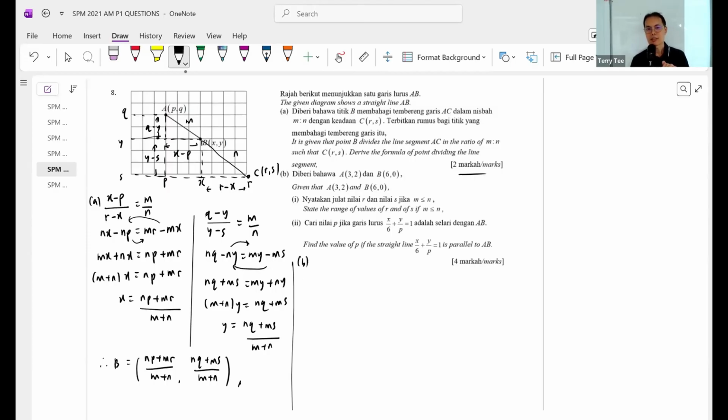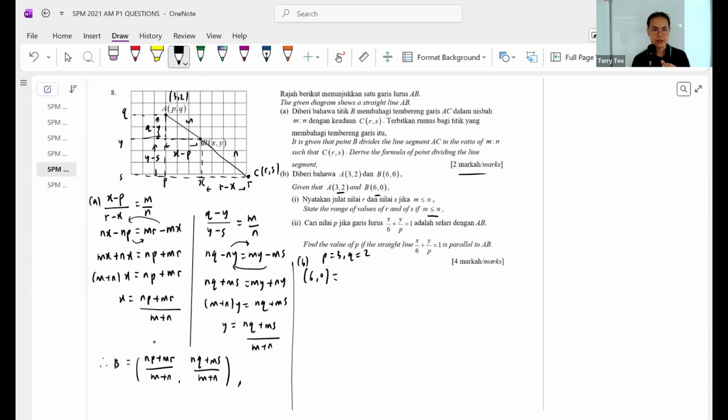Okay, now next, state the range of values of r and s if m is now less than or equal to n. So this one is a bit confusing. You're given A now, you're given B. So actually I know my B. My B is 6, 0. What's my A? Before this, my A is PQ. That means this is now 3, 2. That means your P is 3, your Q is 2.